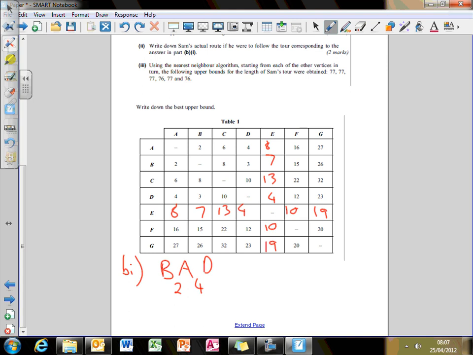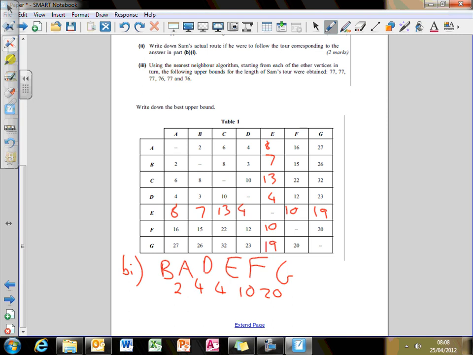I'm at D. I want to go to a vertex that I haven't currently been to. The nearest is going to be E. So D to E, we can see from the table, is 4. From E, the nearest neighbour that we haven't been to so far is F, isn't it? Is it F at 10? I think it is, yeah. The nearest neighbour to F is going to be G. And F to G is the nearest, isn't it? It is a big number, but it is 20.